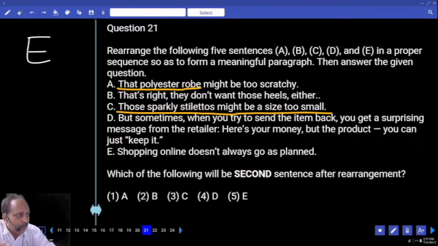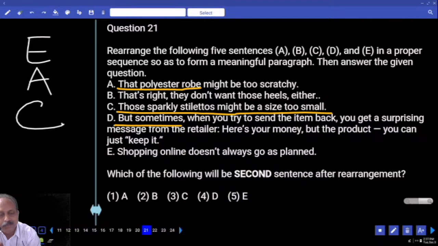That. Am I right? Based on that, what is the second one? A. And what is the third one? Second reason, C. Have you guys got it? Two reasons to say online shopping doesn't go as planned. And the writer wants to introduce a contrasting idea. How does the writer introduce? The word but expresses what?